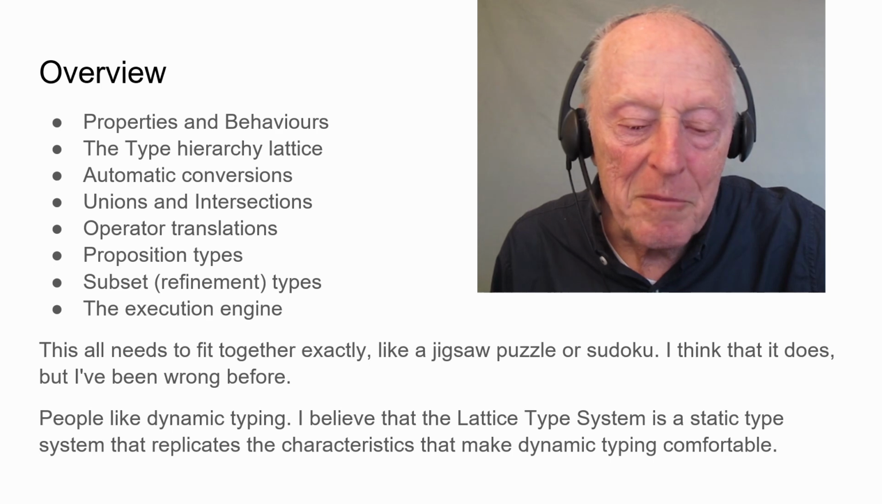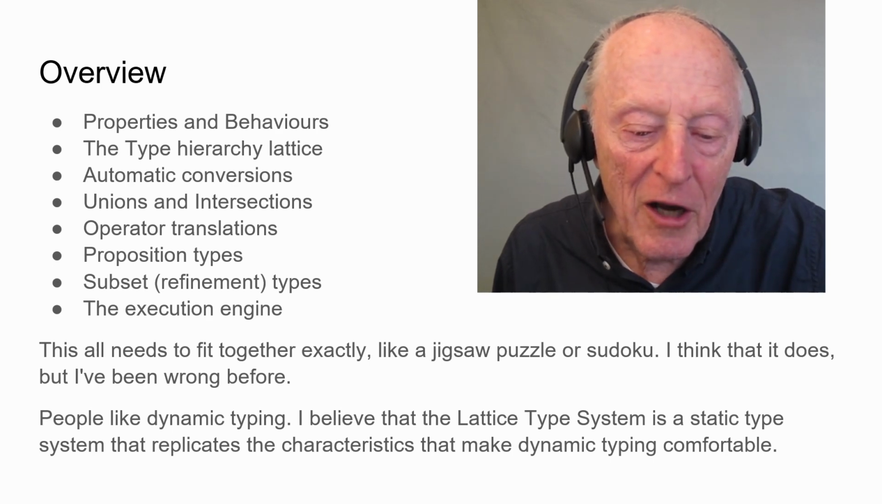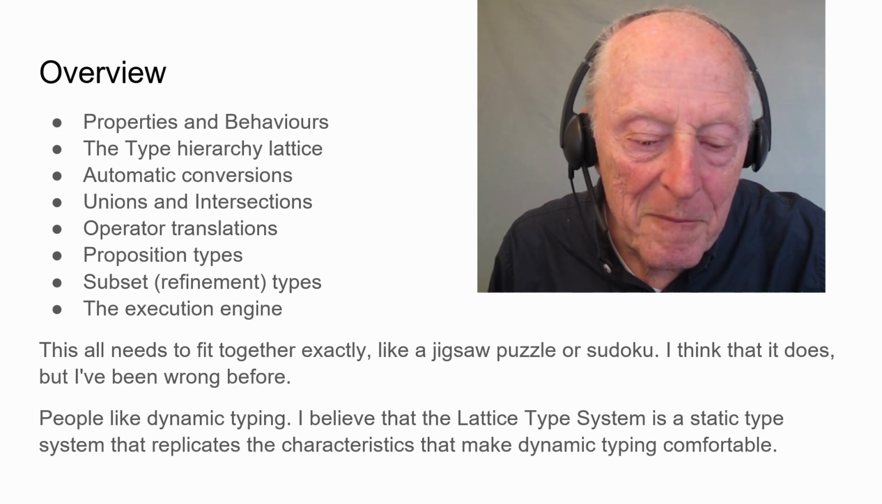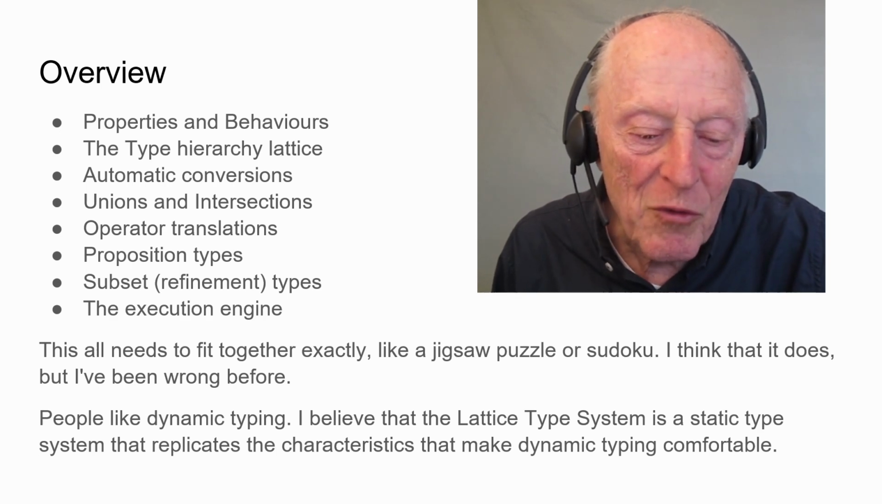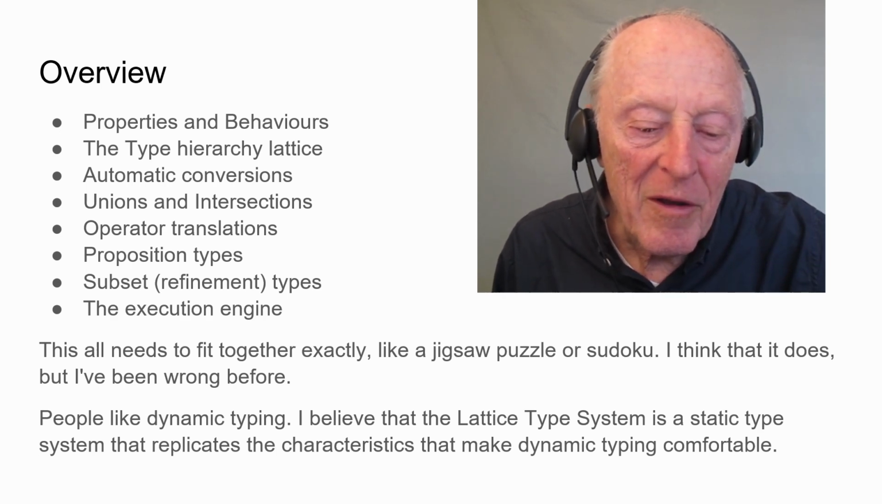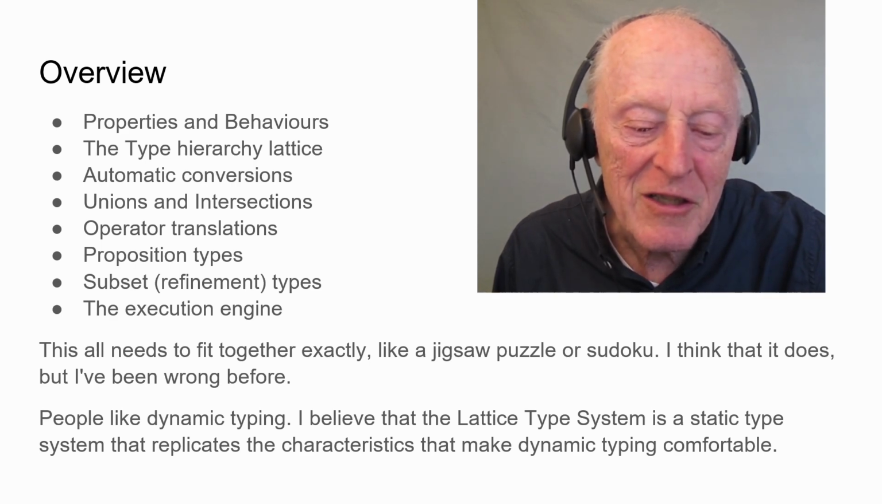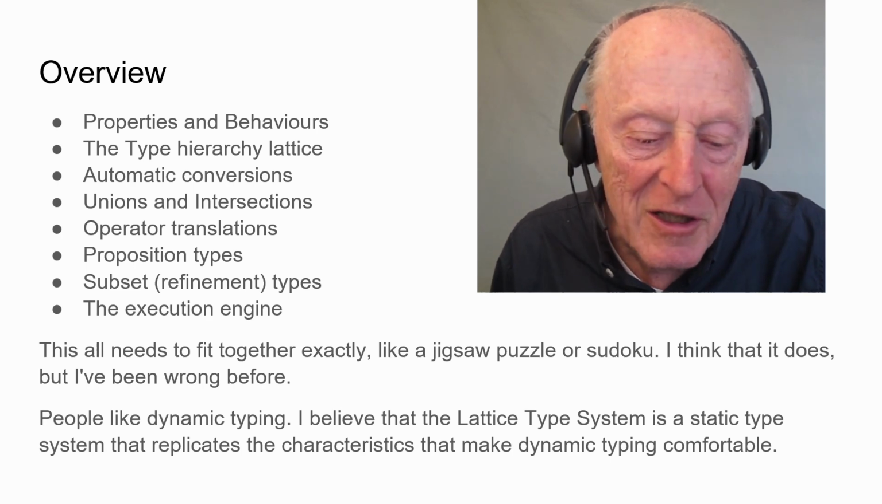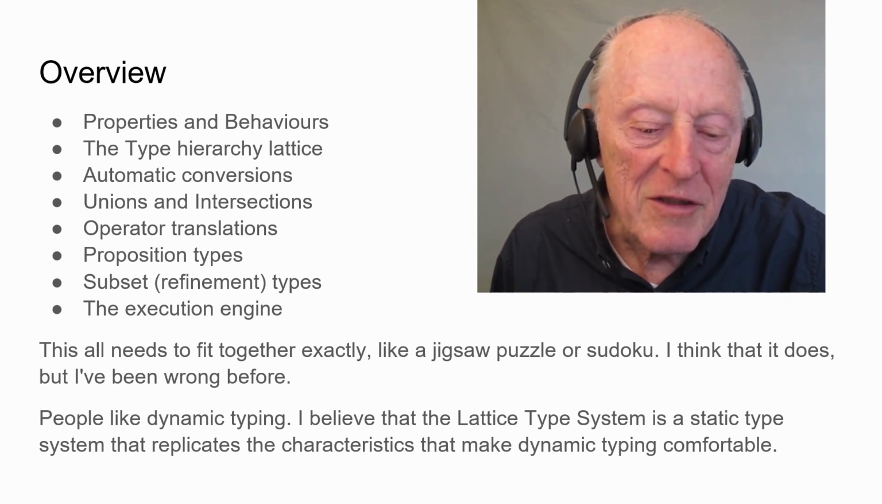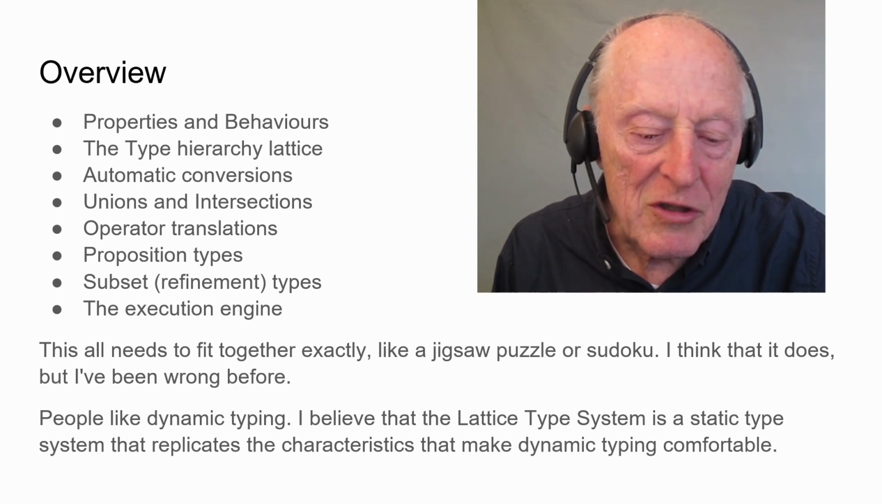The properties of types and how they're organized, the type hierarchy itself, how automatic conversions then work, how we turn that partial order into a lattice by adding unions and intersections that are very similar to set unions and intersections, how operators translate using this system. Then we get on to proposition types, which are very important and lead onto subset types, and then how execution works.